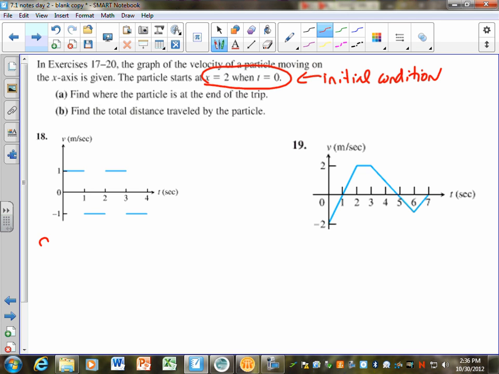So for part A, if I just want to find where it is at the end of the trip, I'm going to take the integral for the whole function, which on this one would be what? From 0 to 4, because that's where my graph stops, of that function. And is that it? Is that all I need to find my ending position? No, right? You have to add in, where did it start at x of 0?